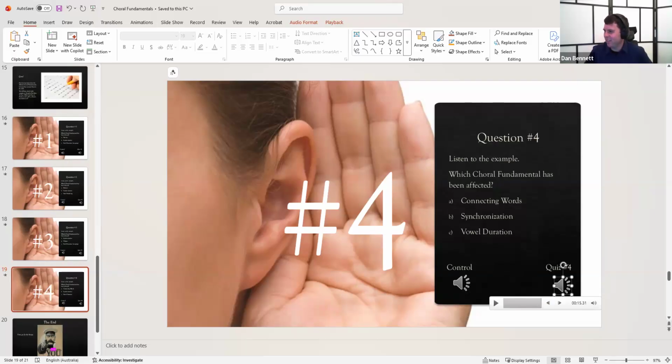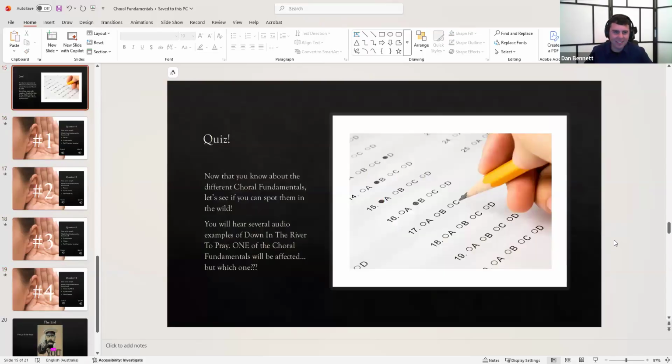Okay, interesting. This one's got more variants. So a few people are saying A. Dave says C. Rowena says D. Paul says A. Frank says C. A and D. Is D all of the above? Could be C. Would you like to hear it one more time? I feel like I should remind you what connecting words means and vowel duration means. So let me show you what connecting words is one more time.